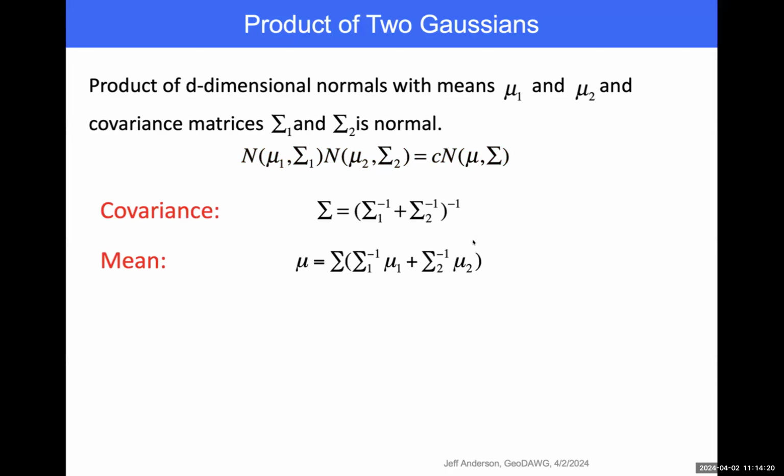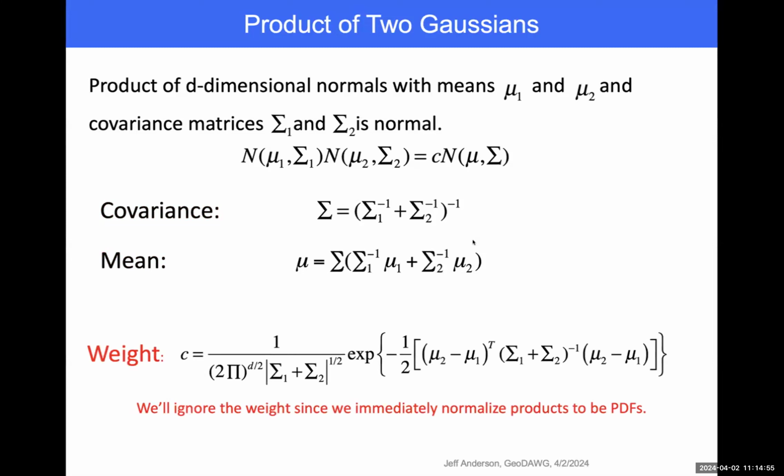The covariance sigma of the product is simply the inverse of the sum of the inverse covariances. And the mean is the inverse-covariance-weighted mean of the prior means. And so mu1 is weighted by the inverse of its covariance, sigma 1. Mu2 is weighted by the inverse of its covariance, sigma 2. And so if mu1 has a larger covariance, it has more uncertainty, it will receive less weight because it's weighted by the inverse of that uncertainty. The C term is a little bit more complicated, but we're not going to have to worry about it in the specific algorithms we'll consider today.